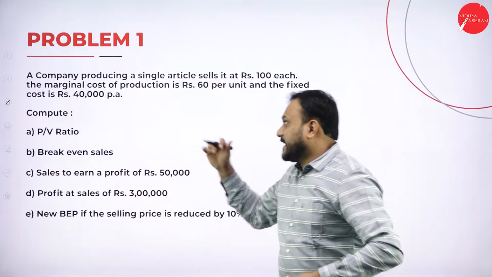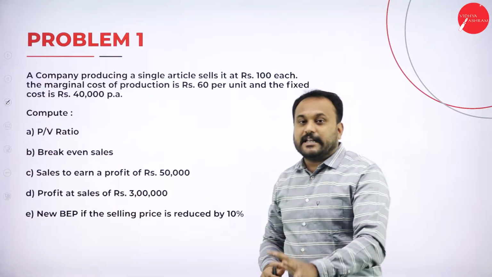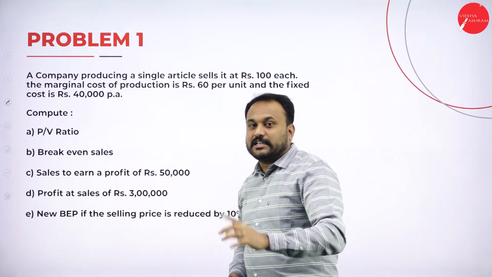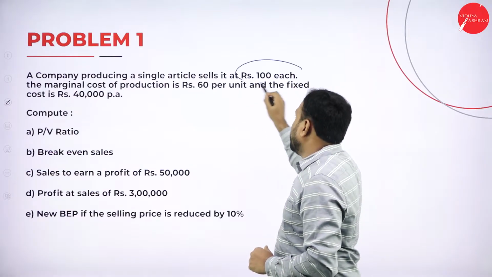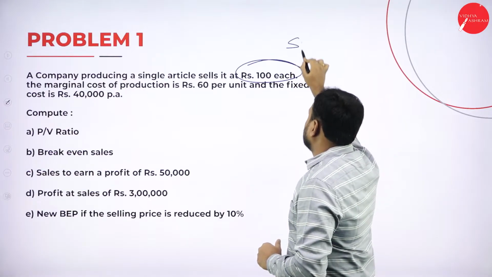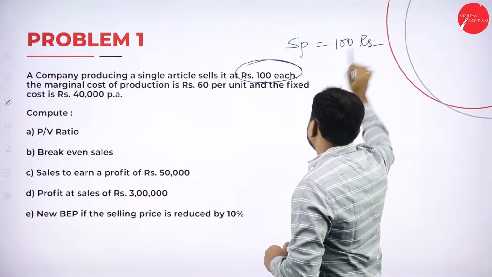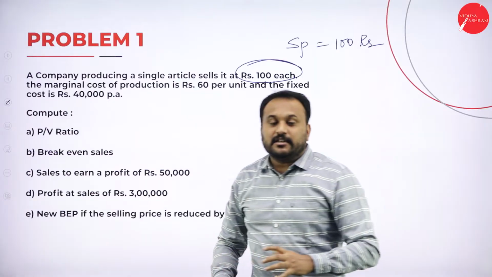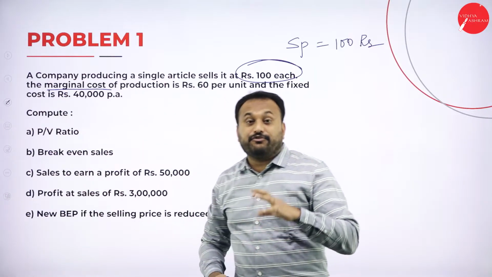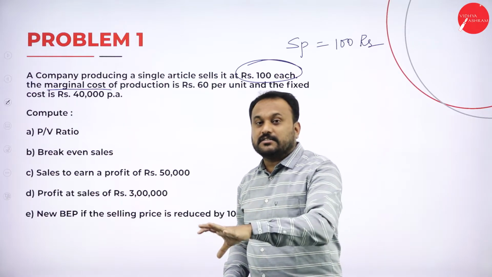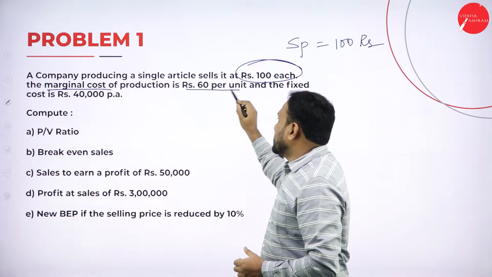Let's go with the question. Understand the question. The first is a company producing a single article. There is a company which is producing a single article. It sells at rupees 100 each, that is selling price. Selling price is how much? 100 rupees. Done. And marginal cost, I told you here, marginal cost is also known as variable cost. Marginal cost is also known as variable cost of production is rupees 60 per unit.